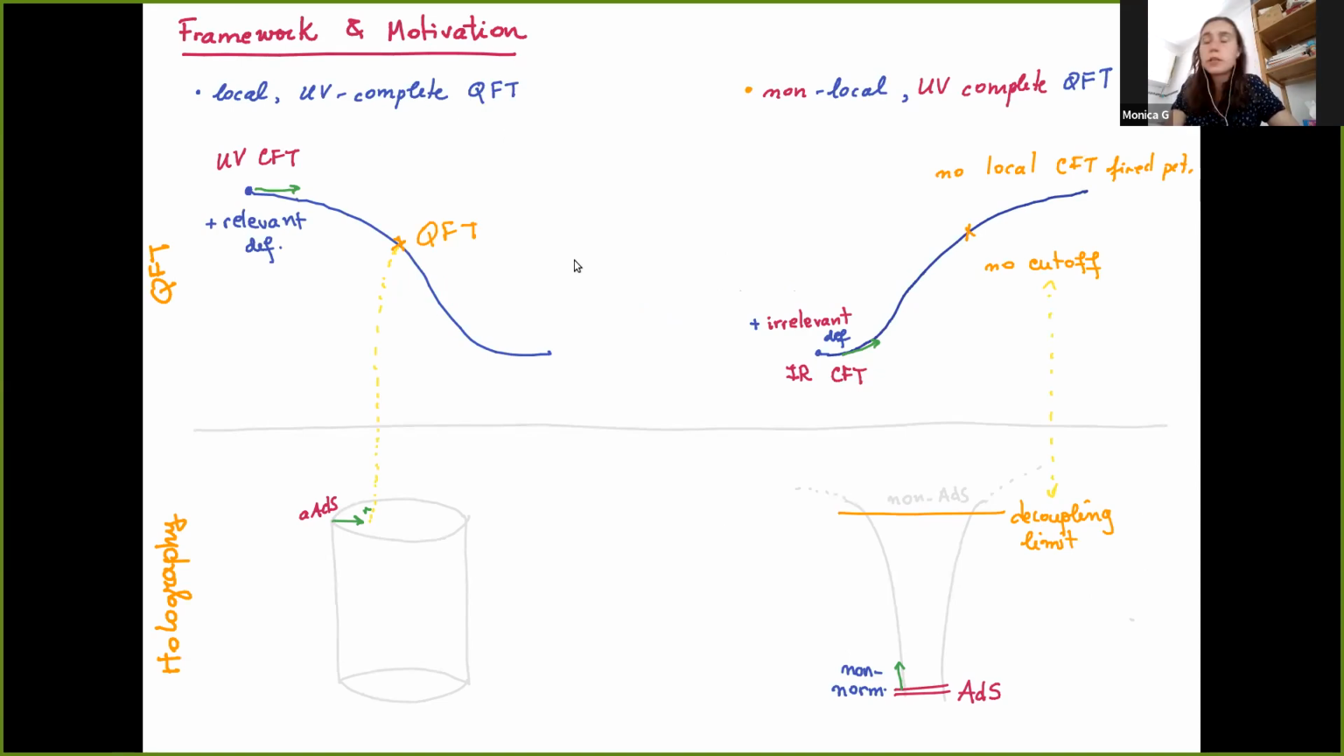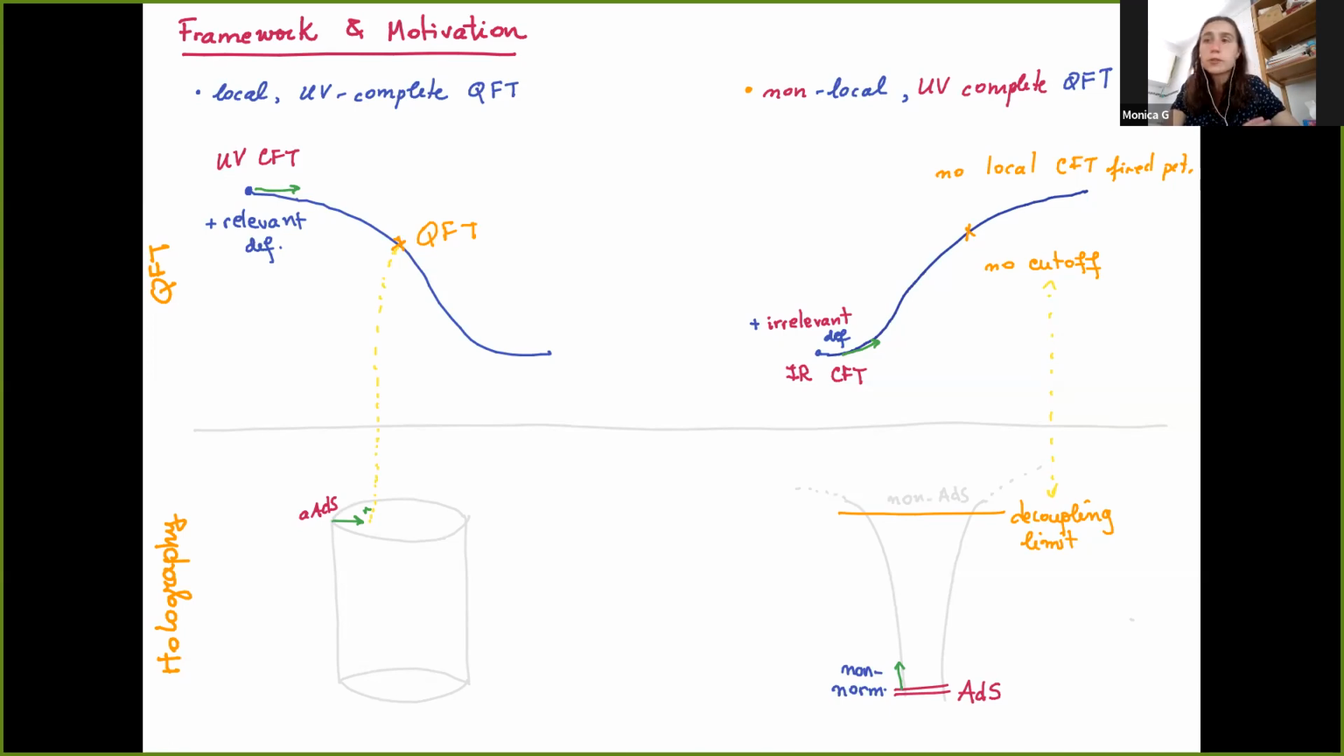So in the standard framework, if I ask you to come up with a local QFT that's UV complete, what most likely you'll be doing is to start with some conformal field theory in the ultraviolet, and then deform this with a relevant operator. This triggers an RG flow, and somewhere down the RG flow is your local QFT of interest. And it should be complete by construction.